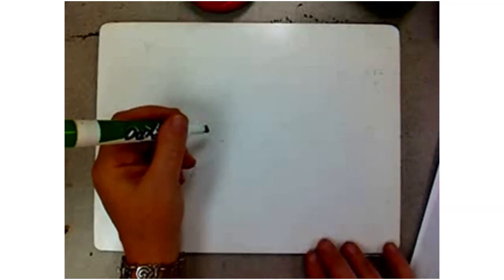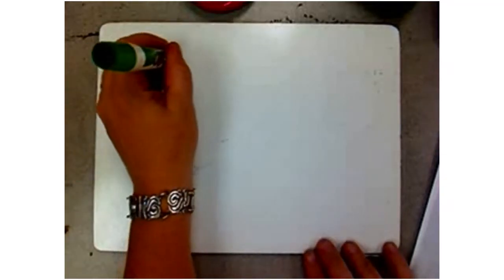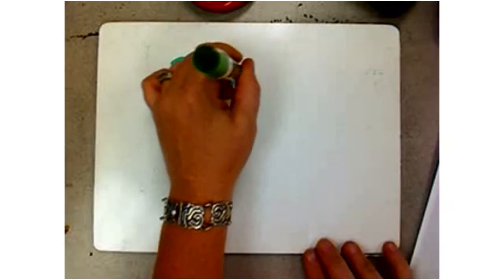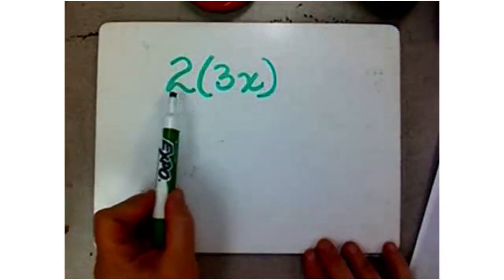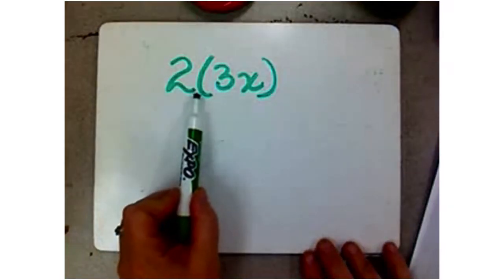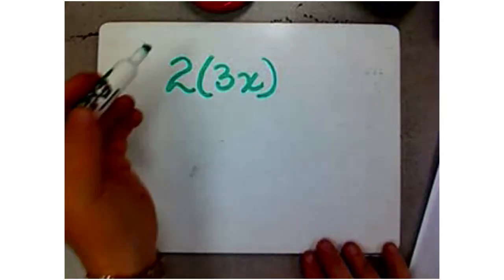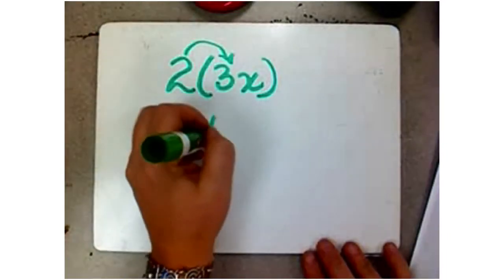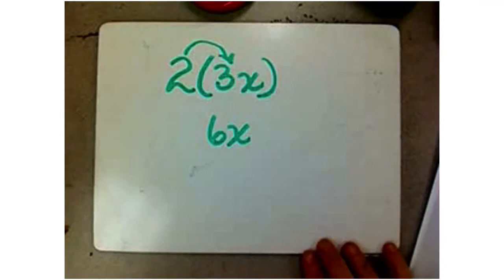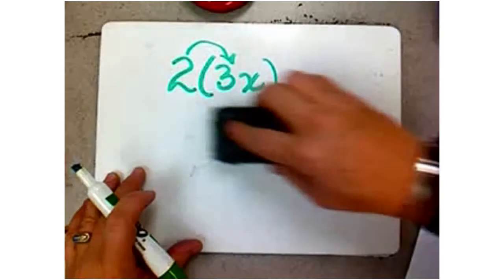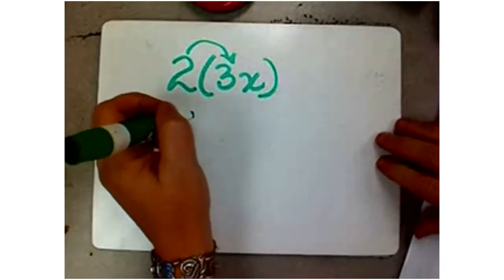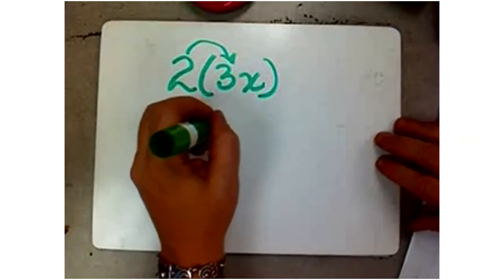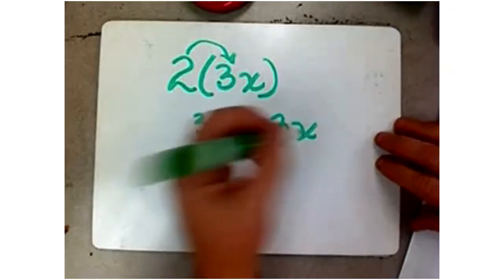Example 1 in the middle of page 187 says simplify 2(3x). So what this means is just 2 times 3x. Well, 2 times 3x is 6x, isn't it? If you had two 3x's, you'd have a 3x plus a 3x, you would have a 6x.